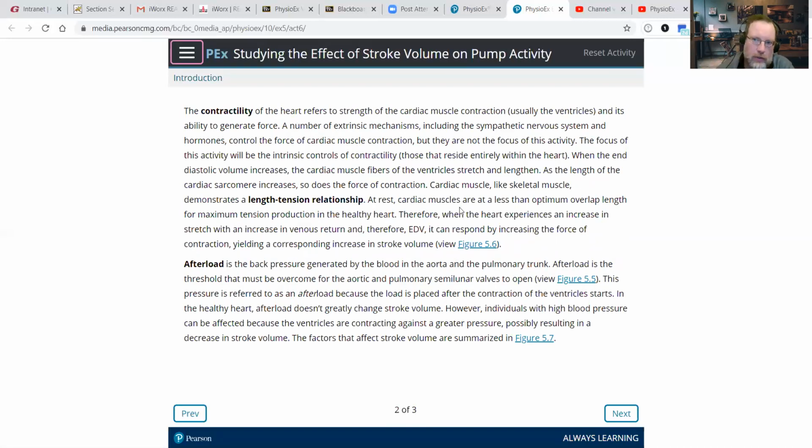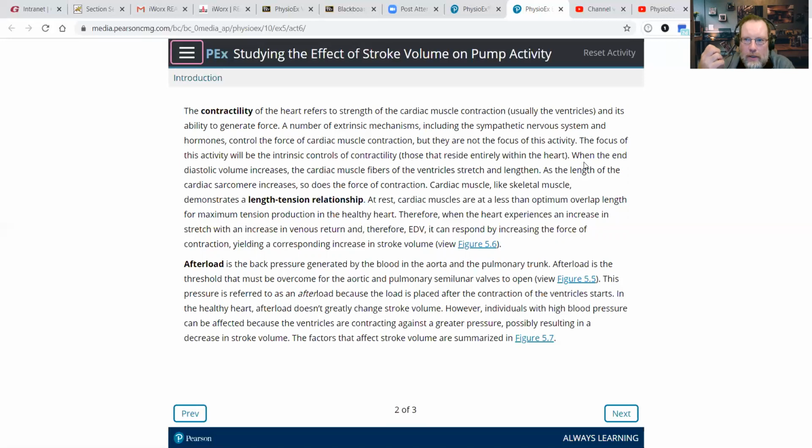We have what are called extrinsic mechanisms that affect the strength of contraction. These are going to be coming from the sympathetic nervous system, neurotransmitters and hormones that can control the force of contraction. So they're getting into like the EKG waves and that extrinsic control of cardiac rhythmicity. So there are also what are called intrinsic controls of contractility. So that's what we're going to be looking at primarily, the intrinsic controls.